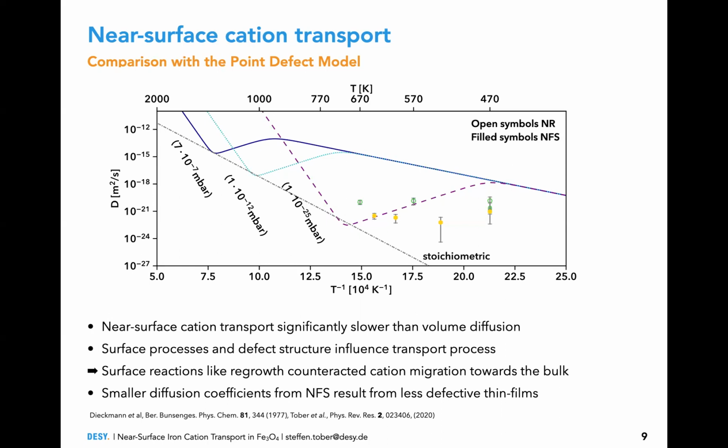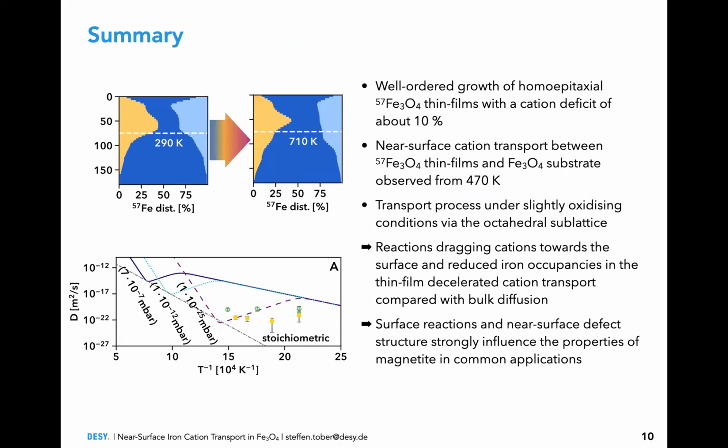And this is most likely because there was a surface process which slowed down the diffusion. So the diffusion mechanism was not different, but it was slowed down, for example, by a regrowth process, as I described earlier, which was dragging up cations to the surface and therefore slowing down the intermixing of the cations at the interface. So I'd like to come to an end and to quickly summarize.